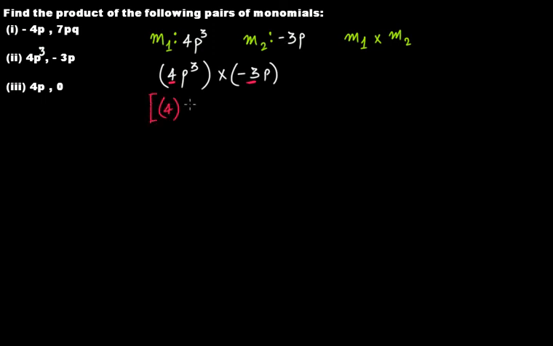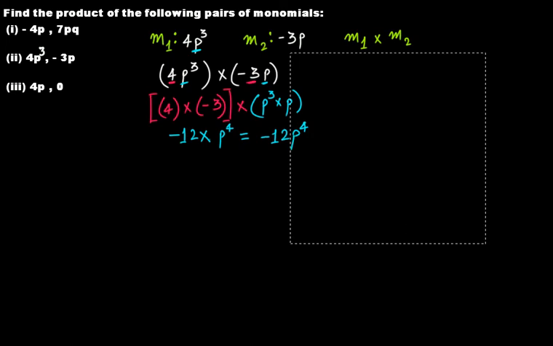So 4 multiplied by minus 3 and then multiplied by this p cubed and this p. So p cubed multiplied by p. This is minus 12 multiplied by p cubed multiplied by p. It means p raised to the power of 4. So this is minus 12p raised to the power of 4. This is the answer.